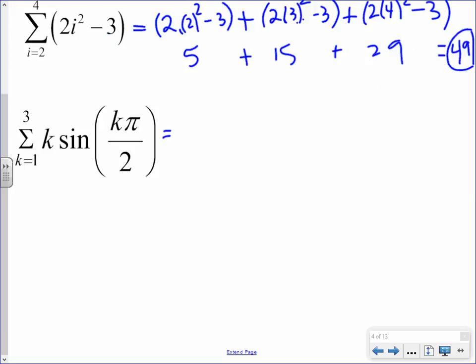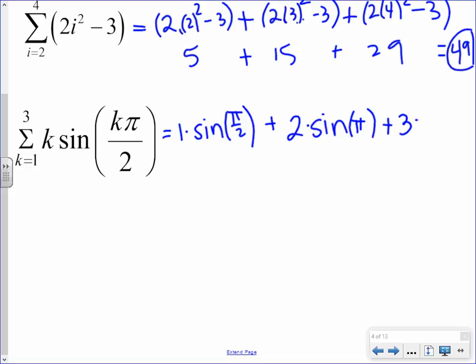We start by plugging in 1. And then we plug in 2. So 2 times pi over 2 would be pi. And then we plug in 3.